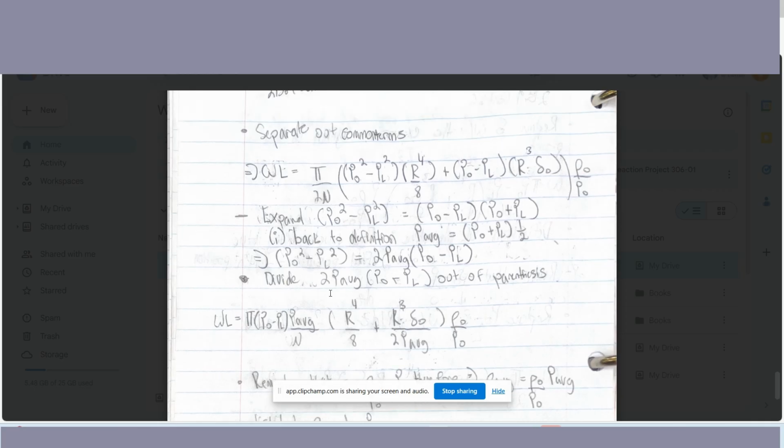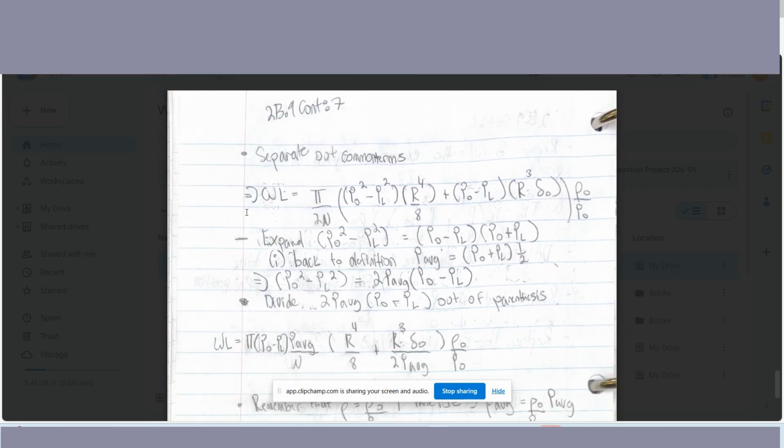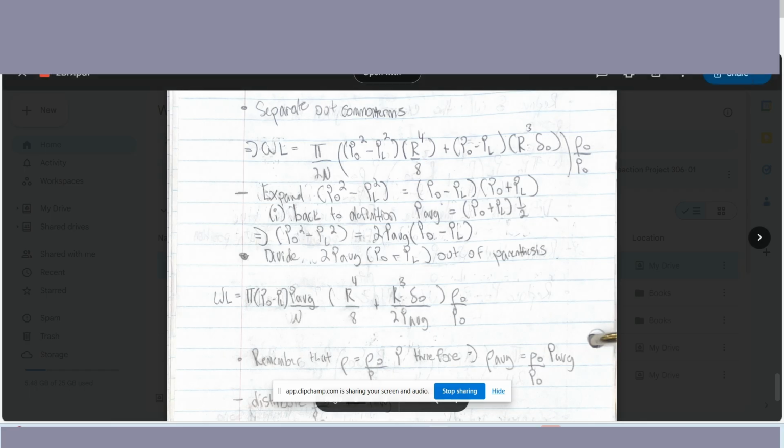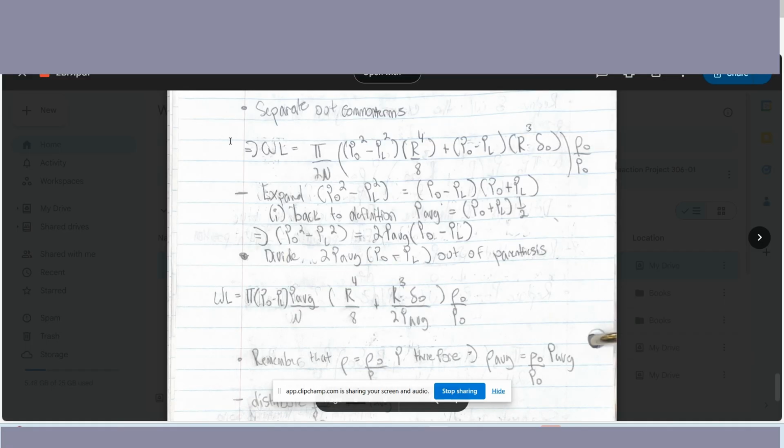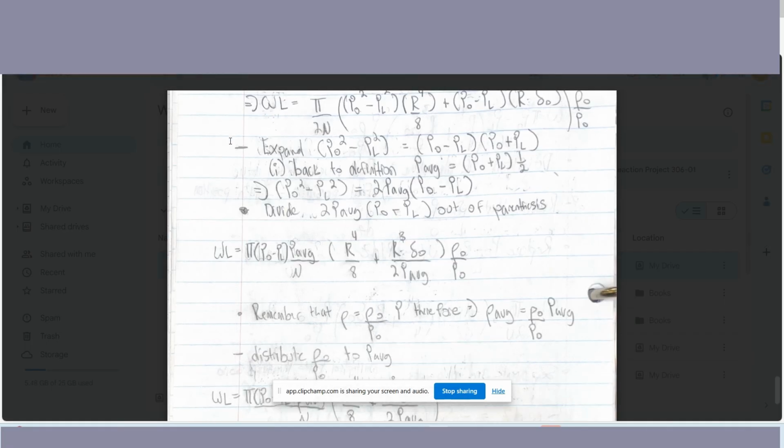And so we're dividing 2P average out of the parentheses, and why is that? Dividing and multiplying it out of the parentheses. It's because it's in the denominator here. So I guess you're just supposed to know that somehow. So divide that out of the parentheses.